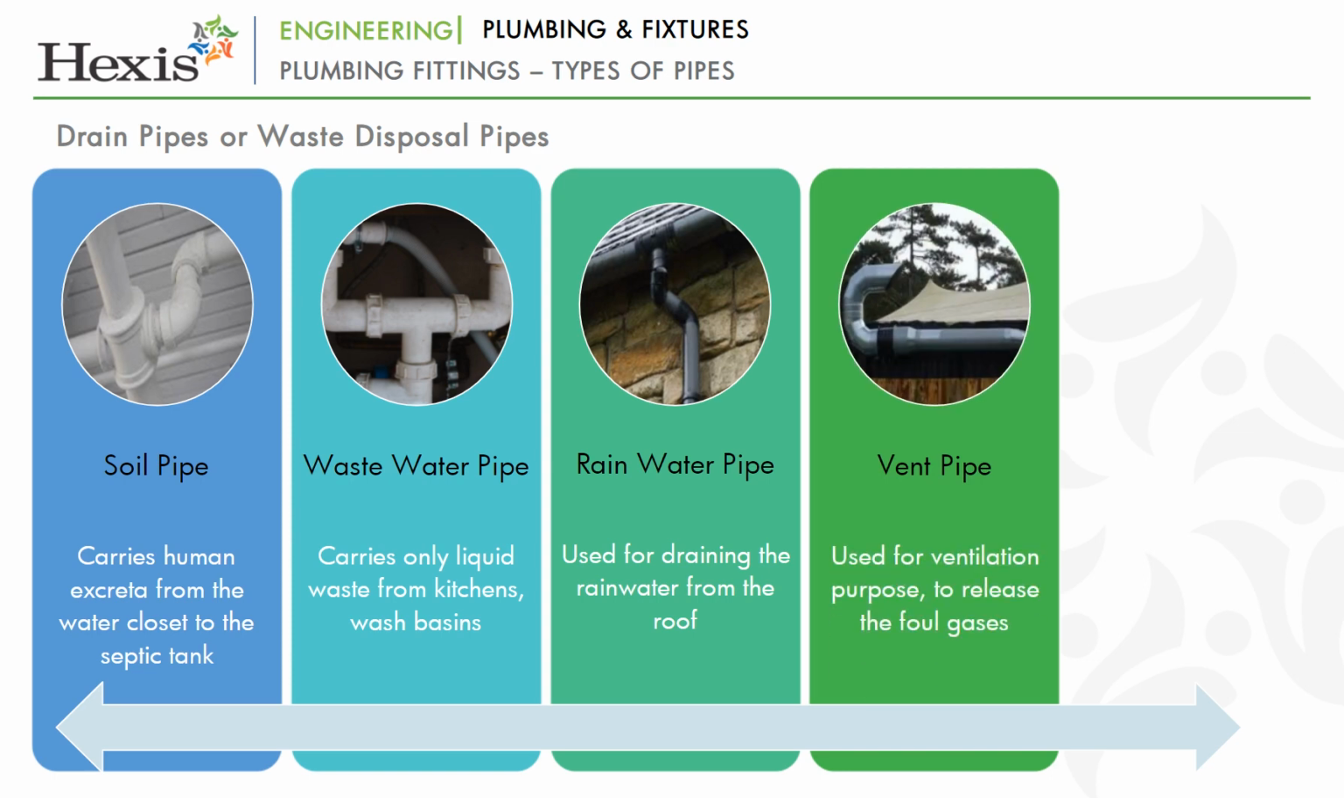Vent pipe. This pipe is used for ventilation purpose to allow the foul gases to be released into the atmosphere. For this reason, it has to be open at the top and bottom, provided at least 1 meter higher than the level of the roof.